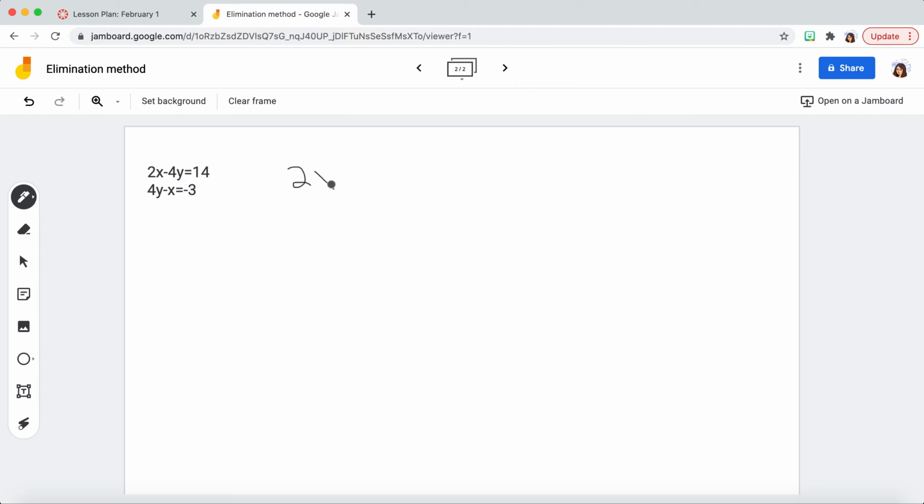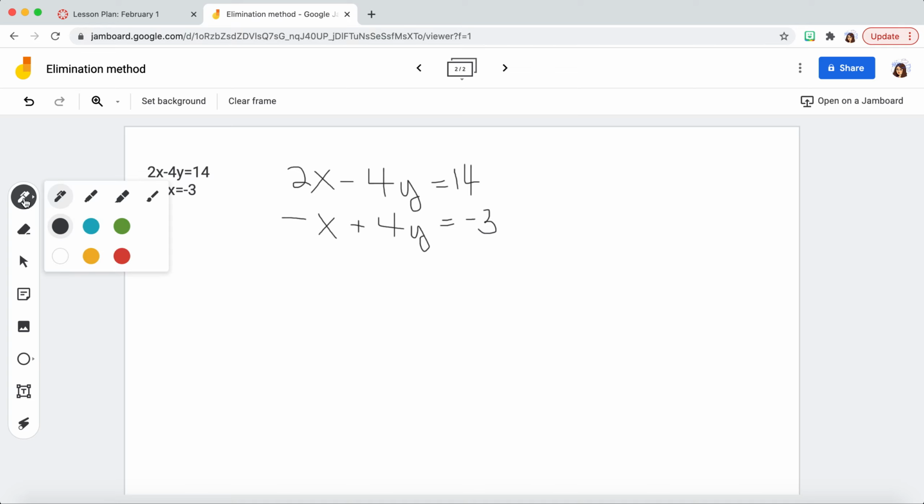So 2x minus 4y equals 14. And then I'm going to go ahead and move that negative x to the bottom of the 2x, and then plus 4y equals -3. Okay, so notice how, and we're going to do the same thing. We just align them, and I want to add my equations.